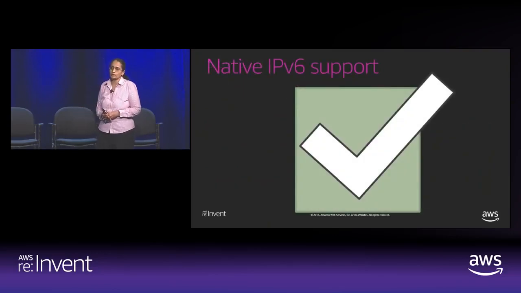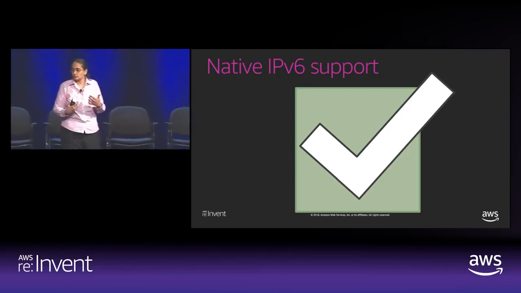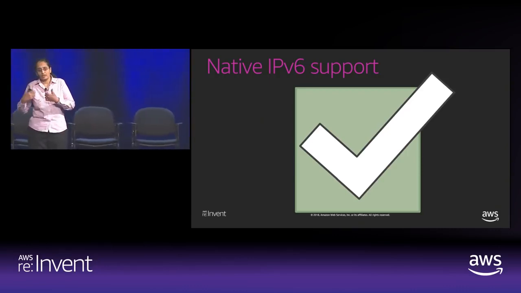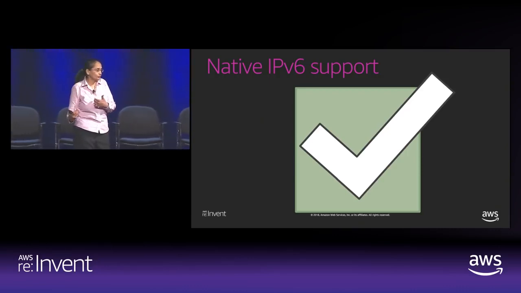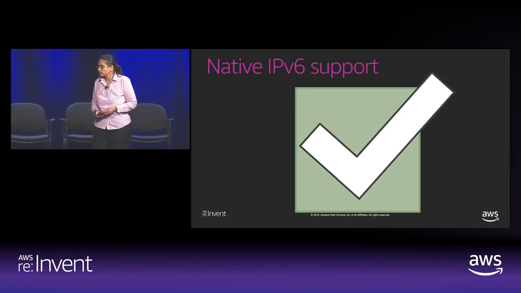IPv6, we support IPv6 and IPv4 on the application load balancer, so it's dual stacked. The traffic coming from the front is dual stack, v4 and v6, and the back end, we support only v4 because most of the applications are not quite v6 yet.